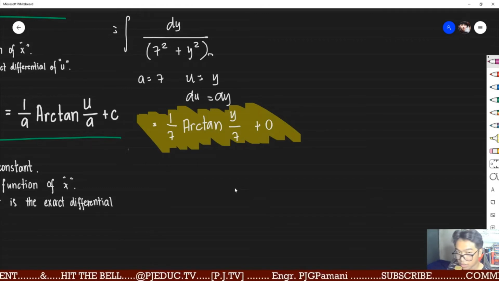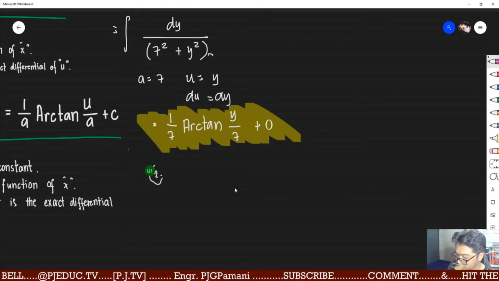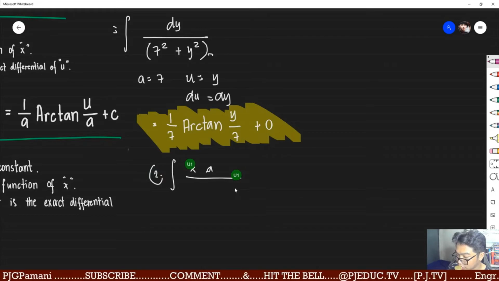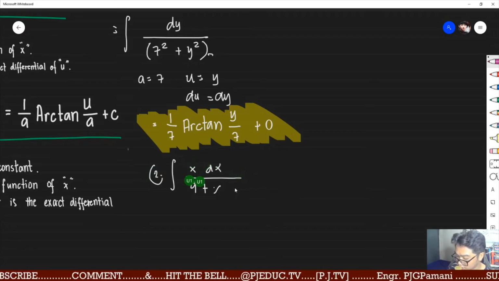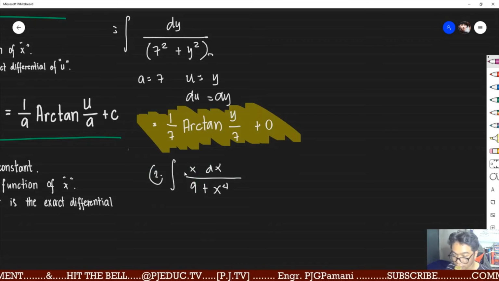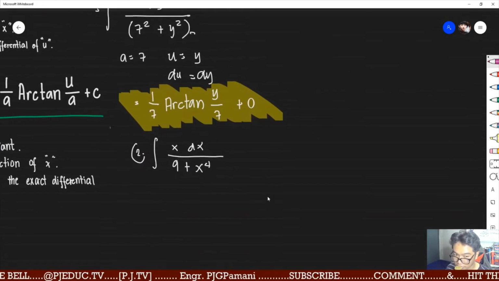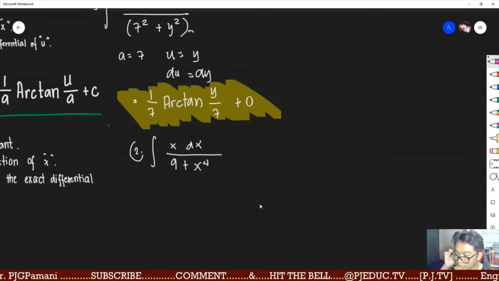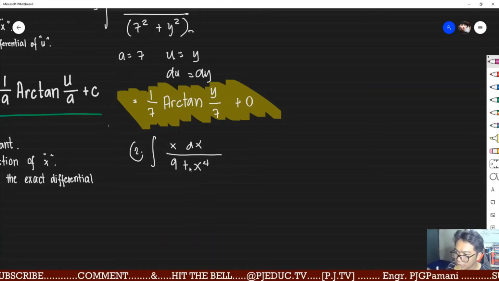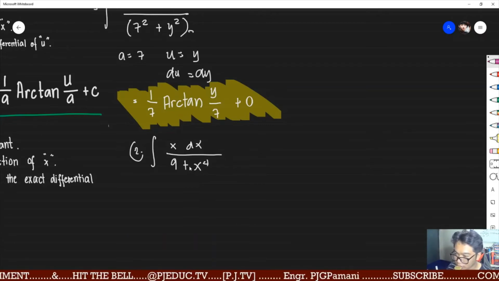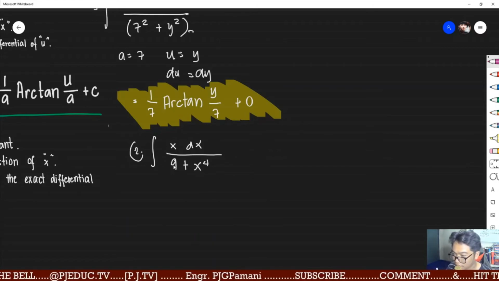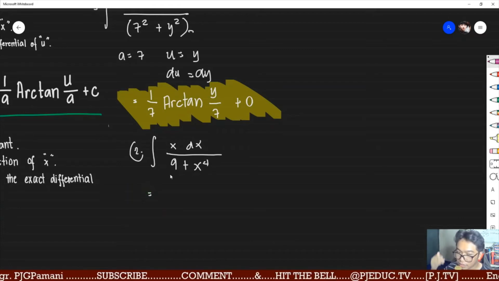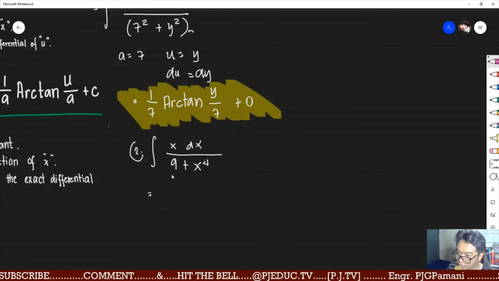Now, note that, what if you are given a problem or asked to evaluate the indefinite integral of x dx over 9 plus x raised to the fourth? Now, we have a function in our numerator. So should I use what Sir used earlier in problem example number 3 of Formula 14? No, it's not, sir. Remember, you can always simplify your problem to see what is the most satisfying and the most applicable solution that you could apply on this problem.